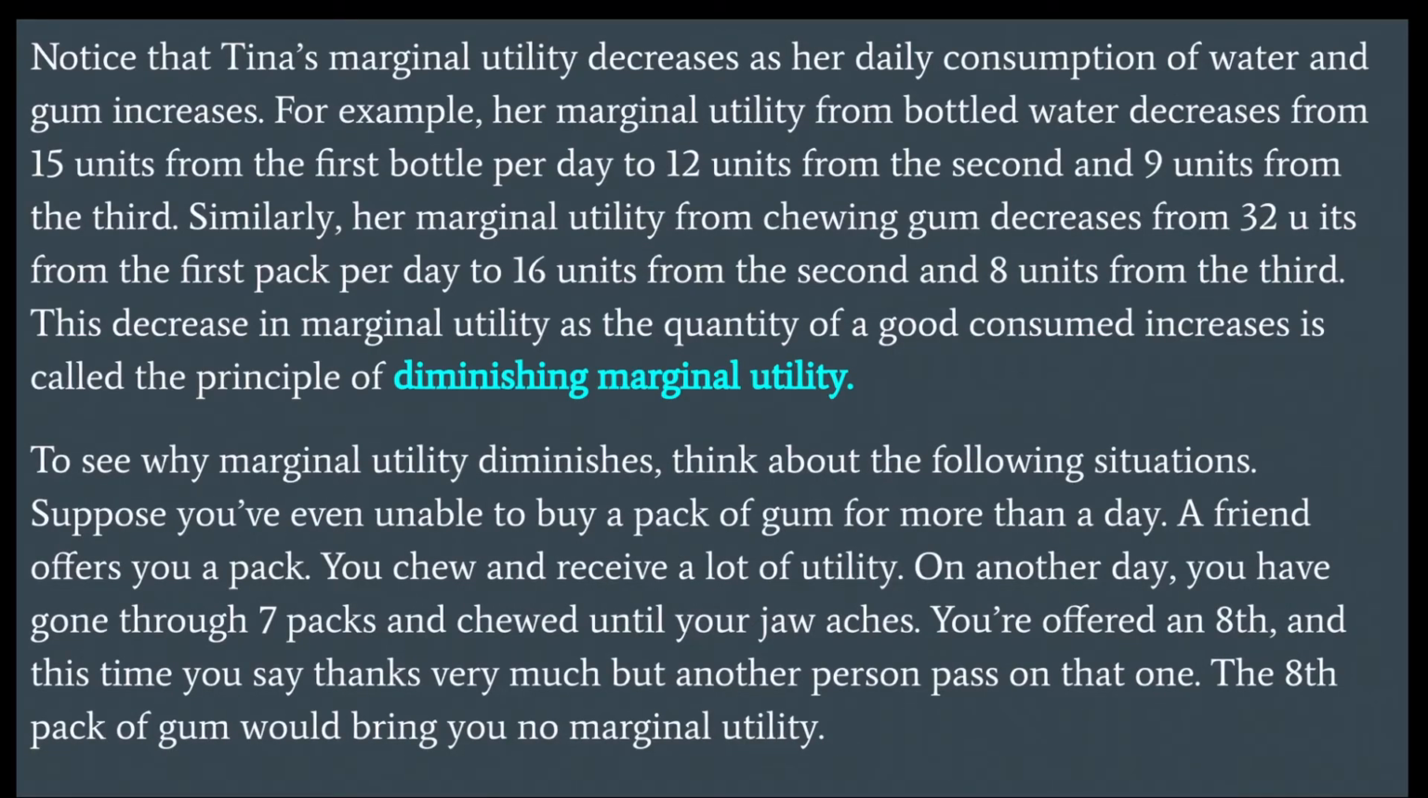Notice that Tina's marginal utility decreases as her daily consumption of water and gum increases. For example, her marginal utility from bottled water decreases from 15 units from the first bottle per day to 12 units from the second and 9 units from the third. Similarly, her marginal utility from chewing gum decreases from 32 units from the first pack per day to 16 units from the second and 8 units from the third. This decrease in marginal utility as the quantity of a good consumed increases is called the principle of diminishing marginal utility. To see why marginal utility diminishes, think about the following situations.